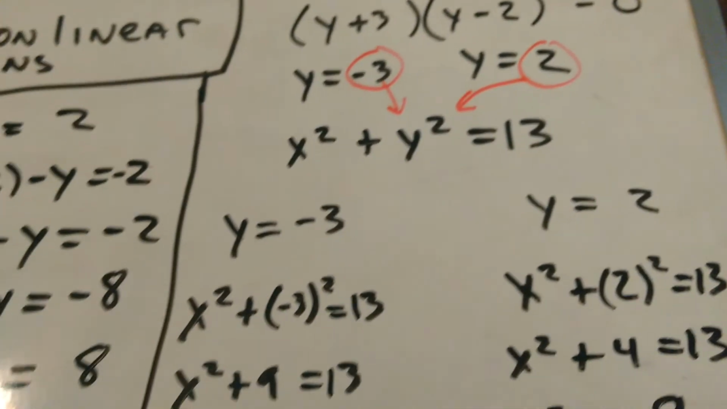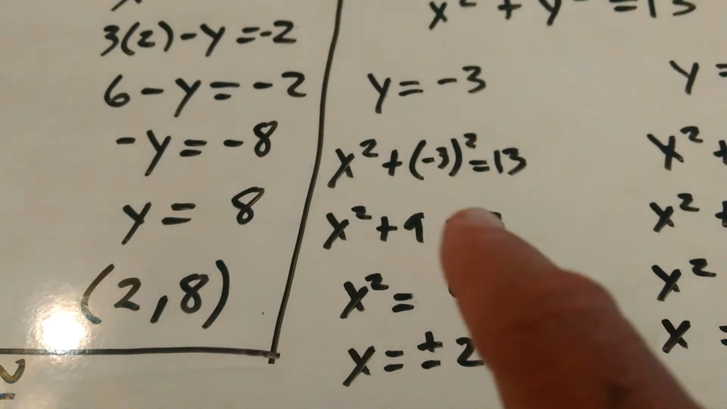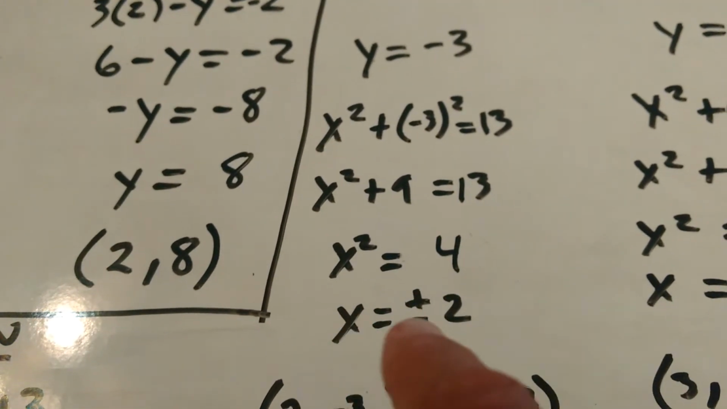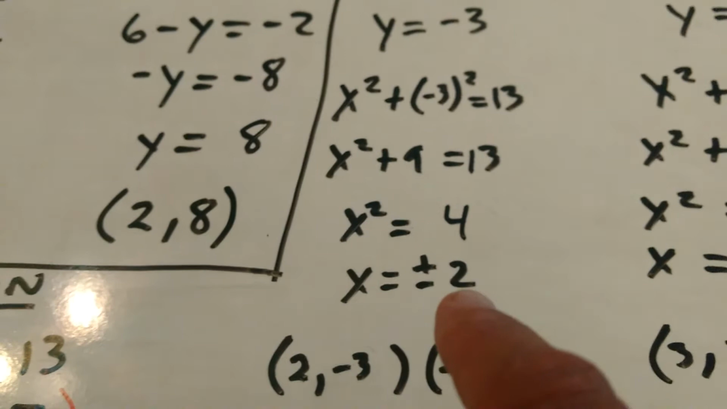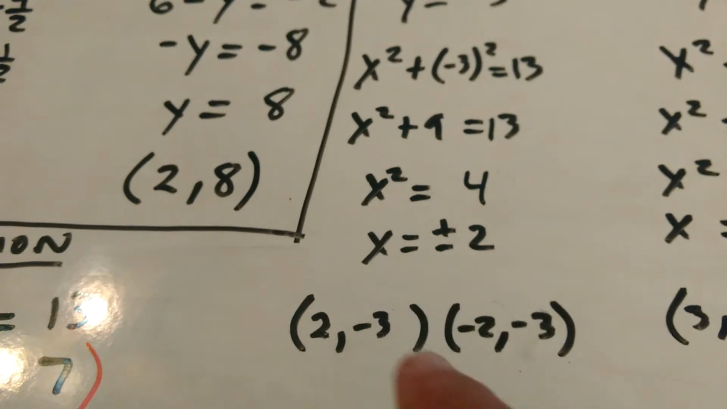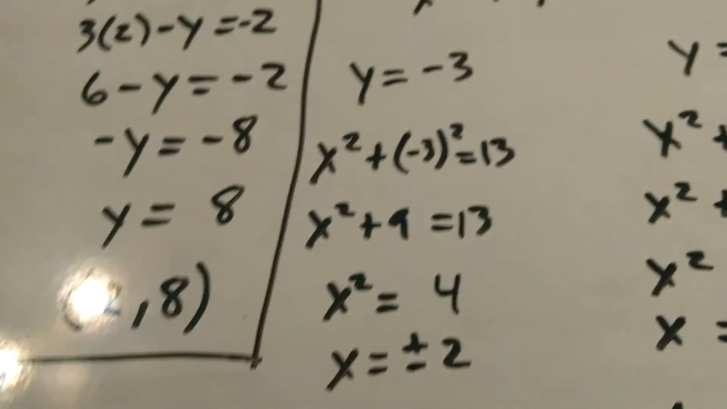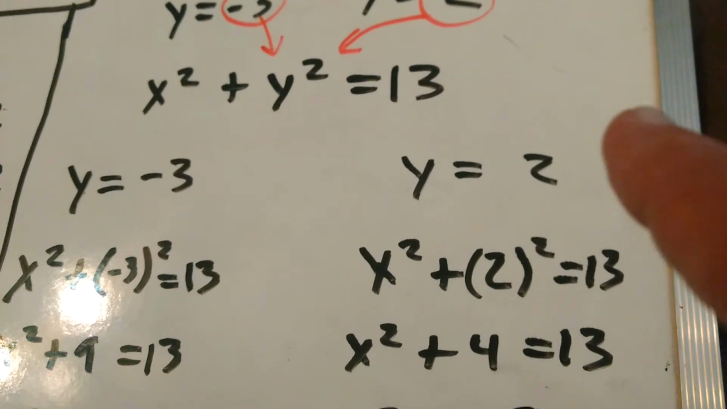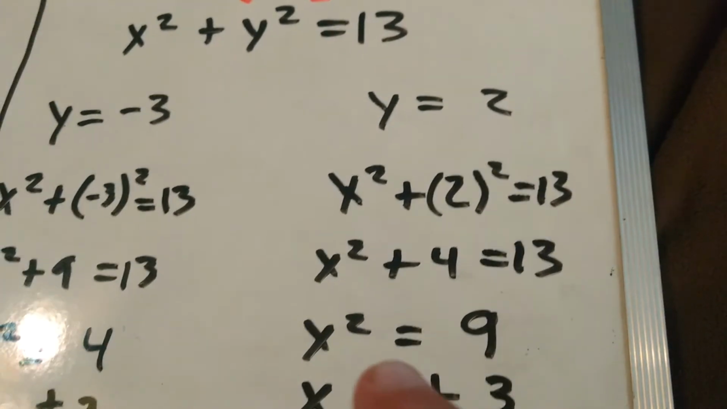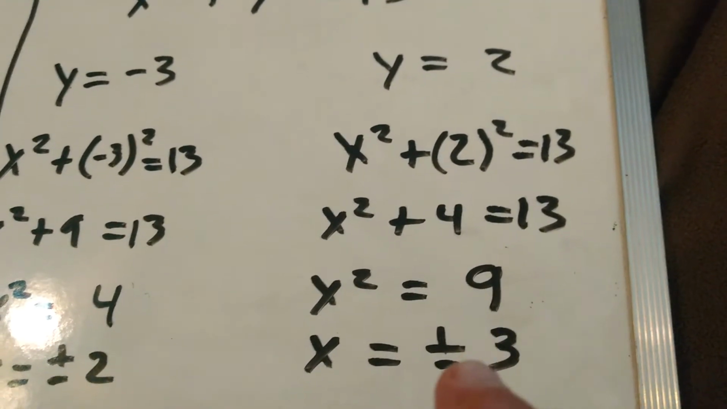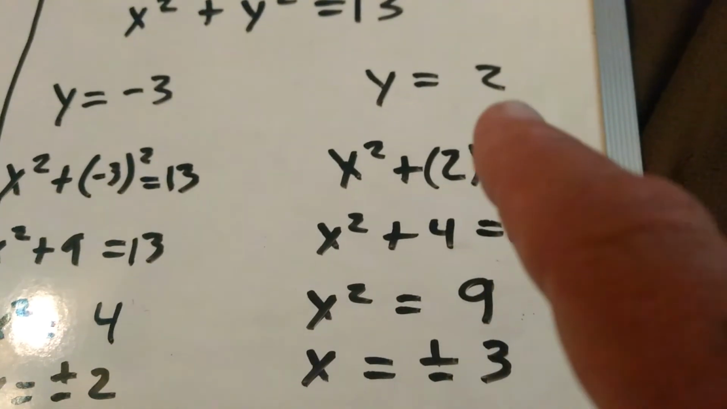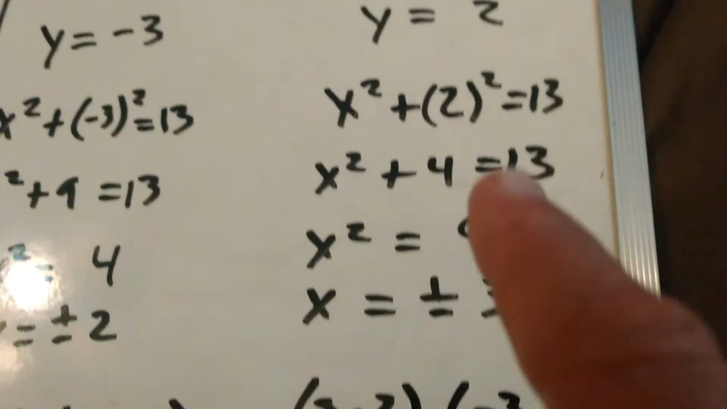Same equation. Here's where I'm substituting negative 3 in. I get negative 3 squared, which is 9. Subtract the 9 over, I get x squared equals 4. I get x equals plus or minus 2. So I go 2, negative 3, and negative 2, negative 3. Here I have two solutions. Then I'm going to take the 2 for y and substitute it into the y squared. I get x squared plus 4 equals 13. X squared equals 9. Take the square root, I get x equals plus or minus 3. So now I have 3, 2, and negative 3, 2.